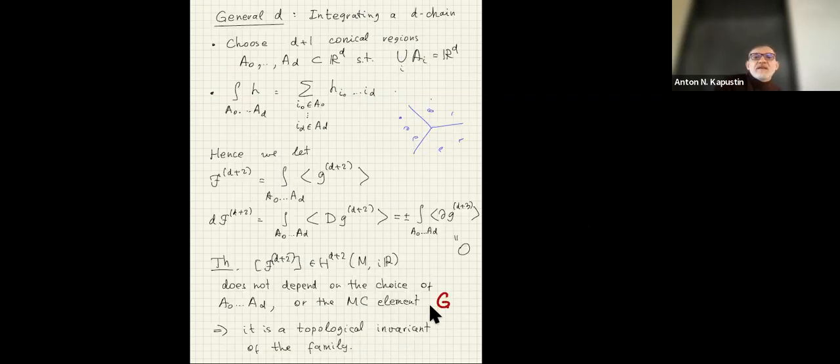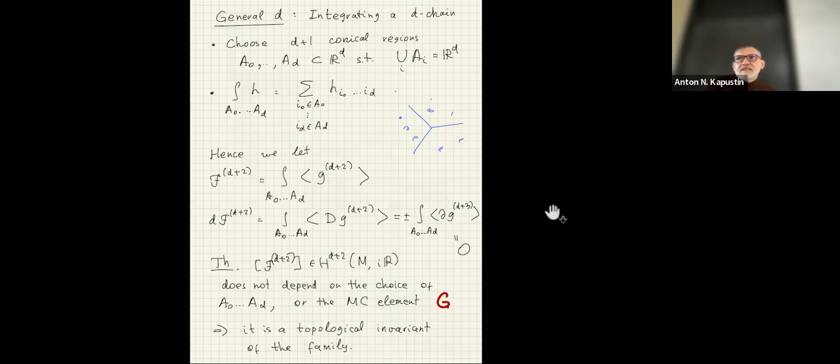And then, in general dimensions, you do something similar. In D dimensions, you need to know how to integrate a D-chain. So how do you do that? Well, choose some D+1 conical regions in your R^D. Say in 2 dimensions, you split your plane into 3 sectors. These lines don't have to be straight lines, just some lines which go off to infinity. Integration is simply the sum like this, where each index runs over its own region. So again, Stokes theorem holds, you can check, and then if you integrate and take average, you're going to get an actual numerical D+2 form. And then the same kind of argument shows it's closed.